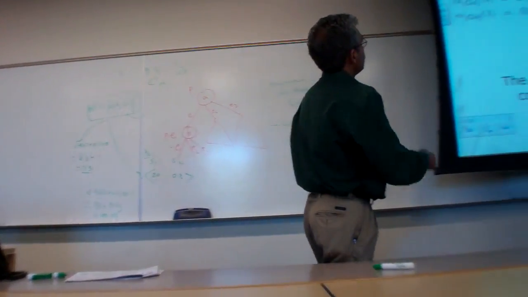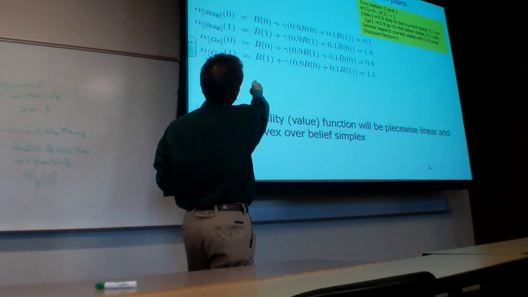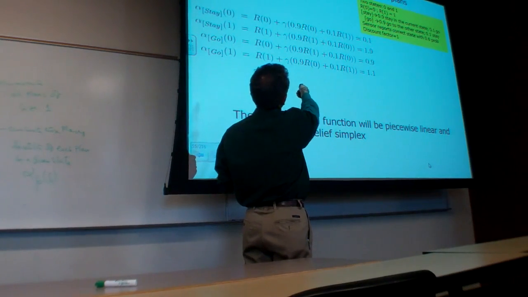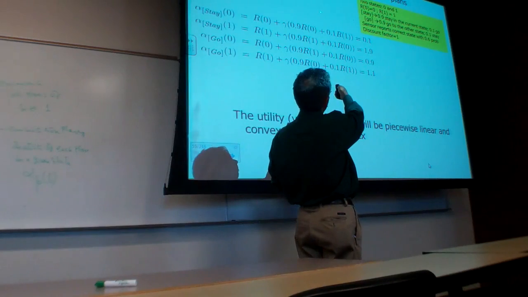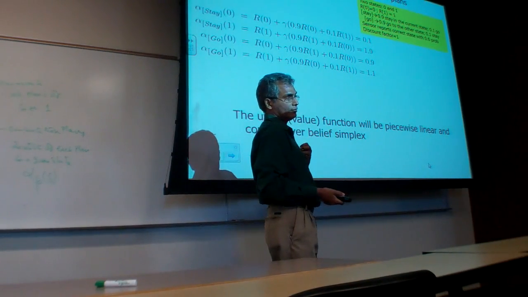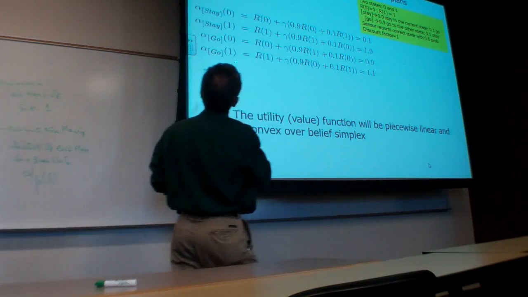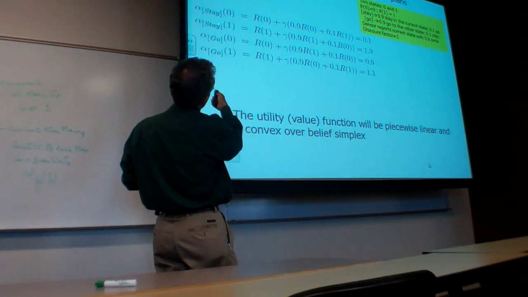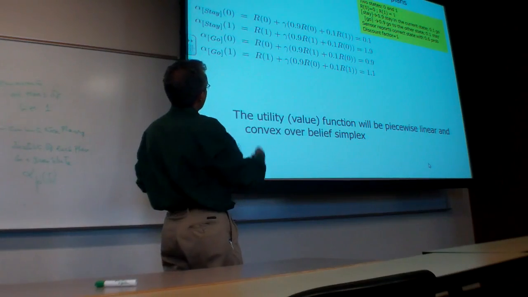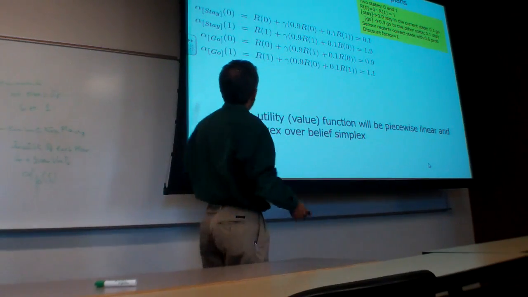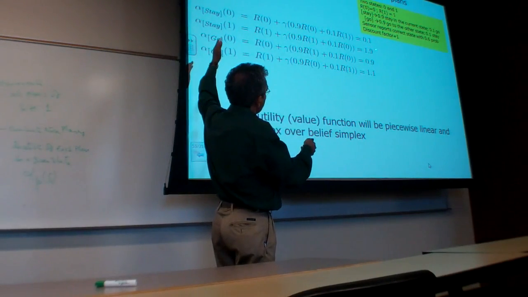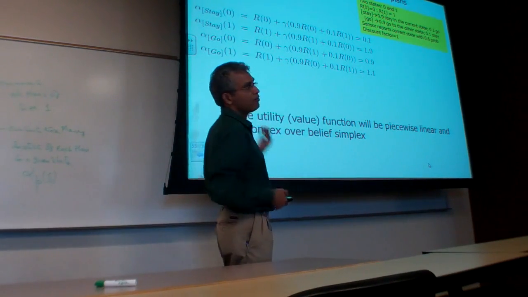For the value of doing stay in state 0, this is just your Bellman equation, which is R of 0 plus, gamma of course is 1, 0.9 you stay in the same state, so 0.9 R of 0, plus 0.1 R of 1. And that would be 0.1. Similarly, doing stay if you happen to be in state 1, you'll get 1.9. Remember, I have to do this because I don't know which state I will be in. Similarly, go gives 0.9 and 1.1. So the vector corresponding to stay is 0.1, 1.9, and the vector corresponding to go is 0.9, 1.1.